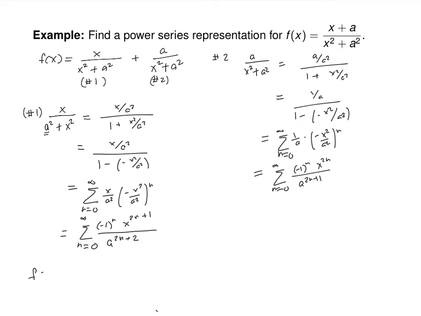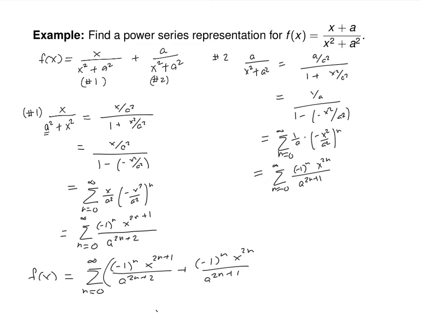And so now combining those results, we have f of x is equal to a sum of these two things. So it's the sum from n equals 0 to infinity, negative 1 to the n, x to the 2n plus 1 over a to the 2n plus 2, plus negative 1 to the n, x to the 2n over a to the 2n plus 1.